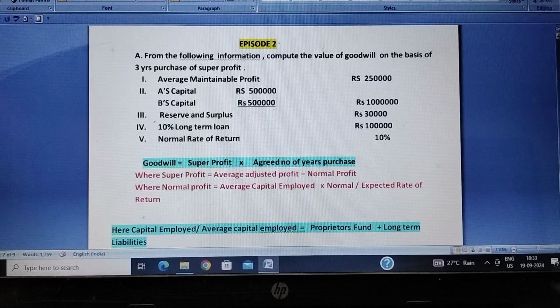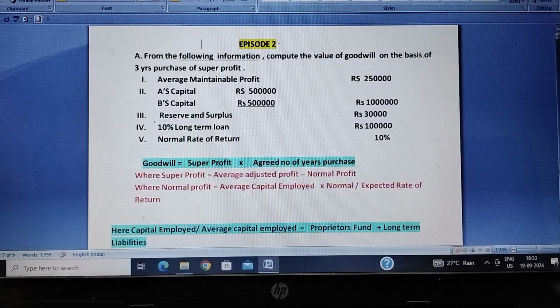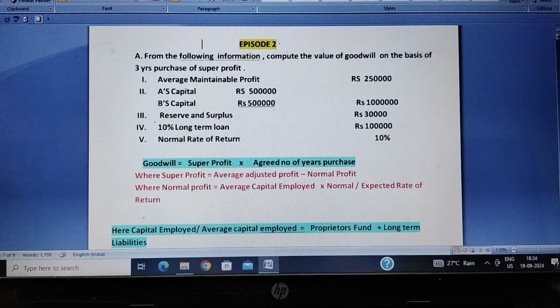From the above information, compute the value of goodwill on the basis of 3 years purchase of super profit. Average maintainable profit is given, 2,50,000. Average maintainable profit is the same as average adjusted profit, but A's capital and B's capital are given. This is a new thing. Capital is given, reserve and surplus are also given, and 10% long-term loan is given, and the normal rate of return is 10%.